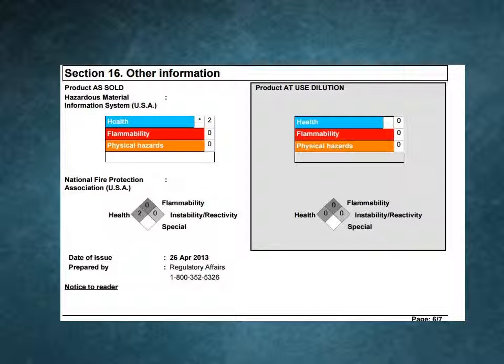The next part, sections 9 through 11 and section 16, mostly tells you about chemical compositions and scientific stuff. Note that section 16 gives you a graph. This is really handy because you can flip to the last page to get a quick look at how dangerous this chemical might be. There are 3 areas of concern.